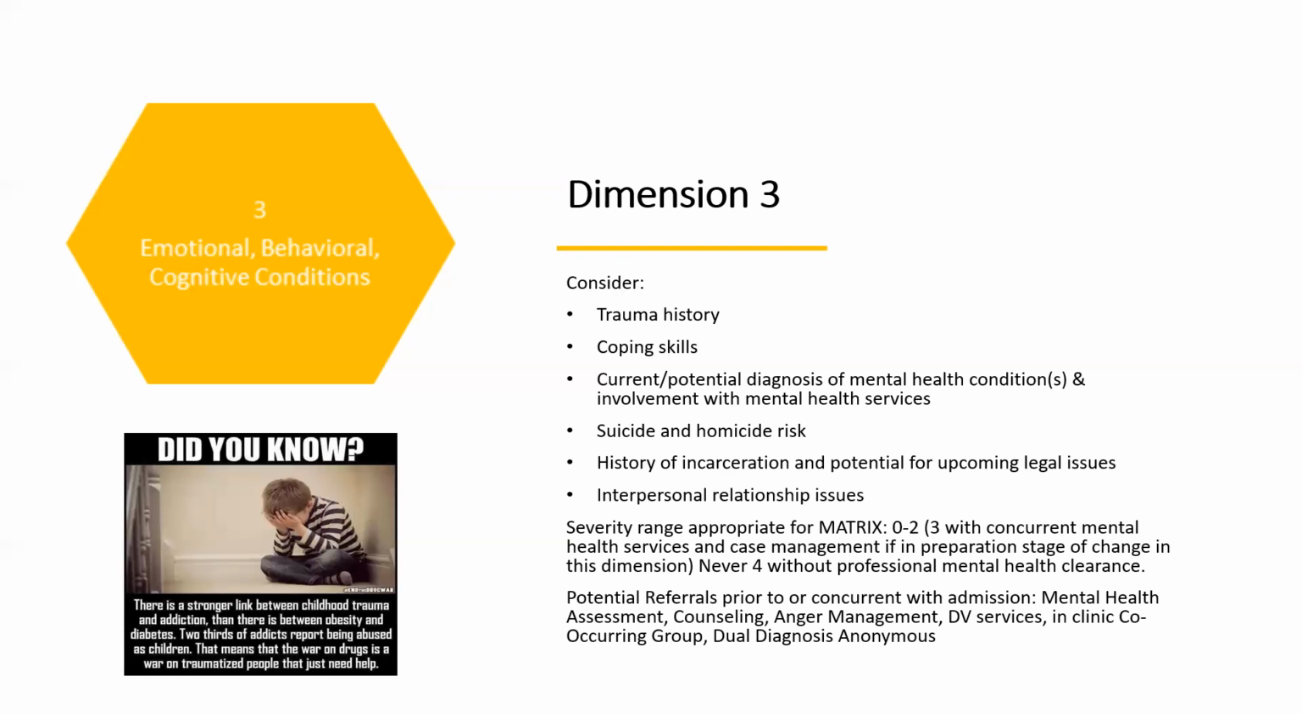Severity range appropriate for matrix 0 to 2, or a severity range of 3 with concurrent mental health services and case management if in preparation stage of change in this dimension. Never a severity rate of 4 without professional mental health clearance. Potential referrals prior to or concurrent with admission. Mental health assessment, counseling, anger management, DV services, in-clinic co-occurring group, dual diagnosis anonymous.